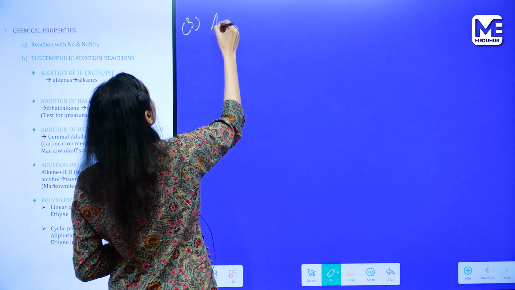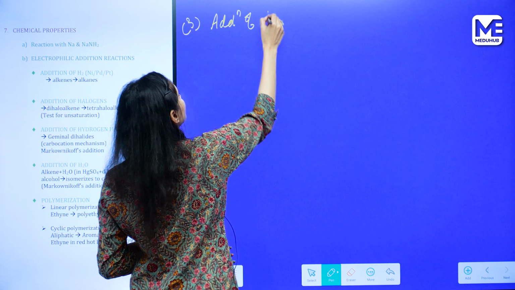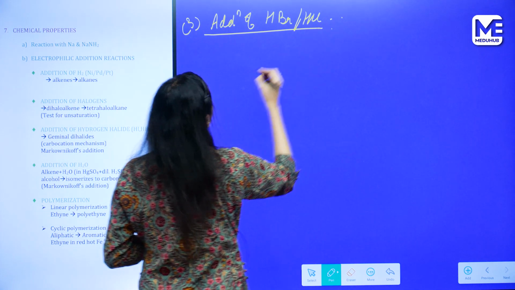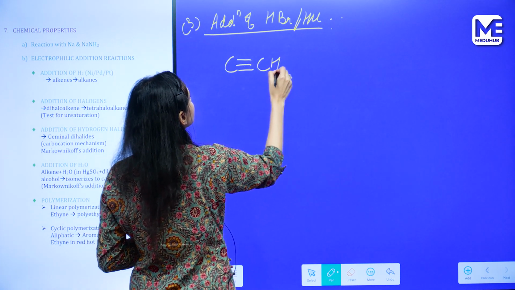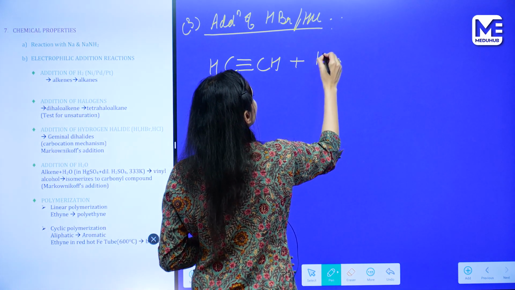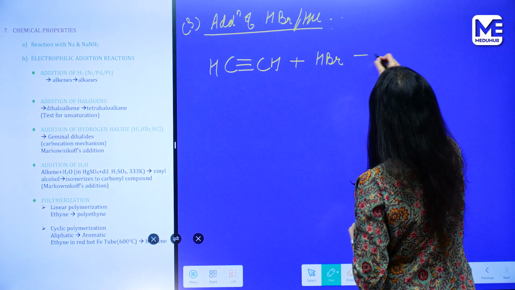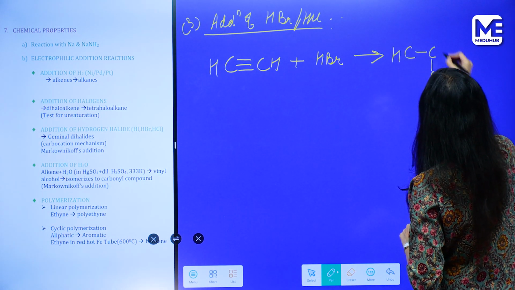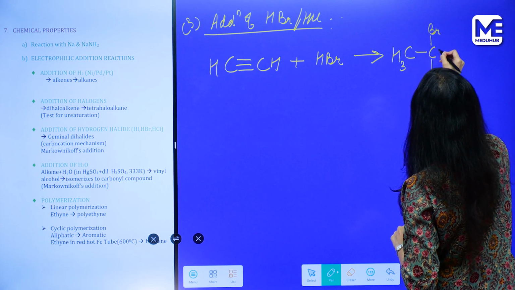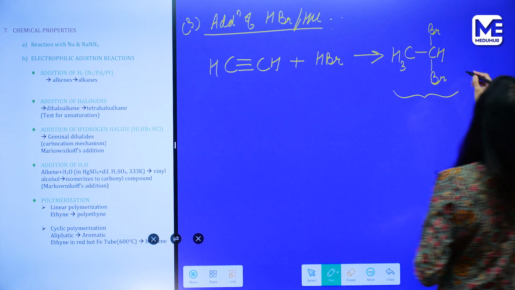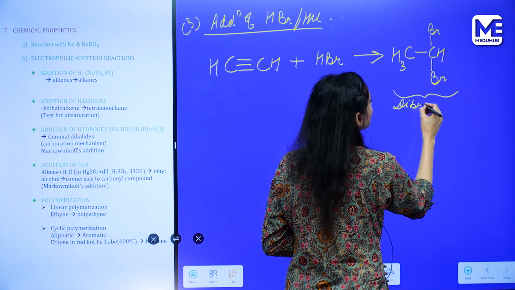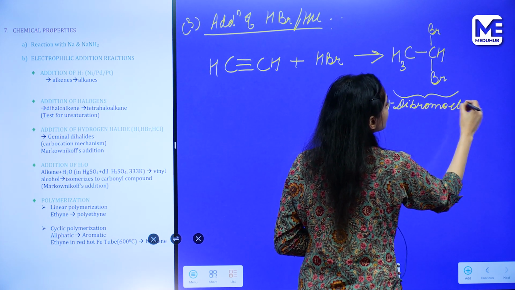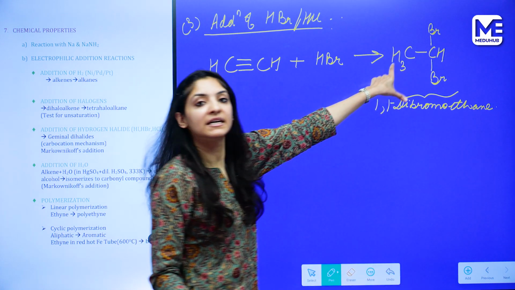Third, addition of HBr, HCl, HI. If we have ethyne and HBr gets added onto it, the final product that we will get is this. It is 1,1 dibromoethene, a geminal dihalide.